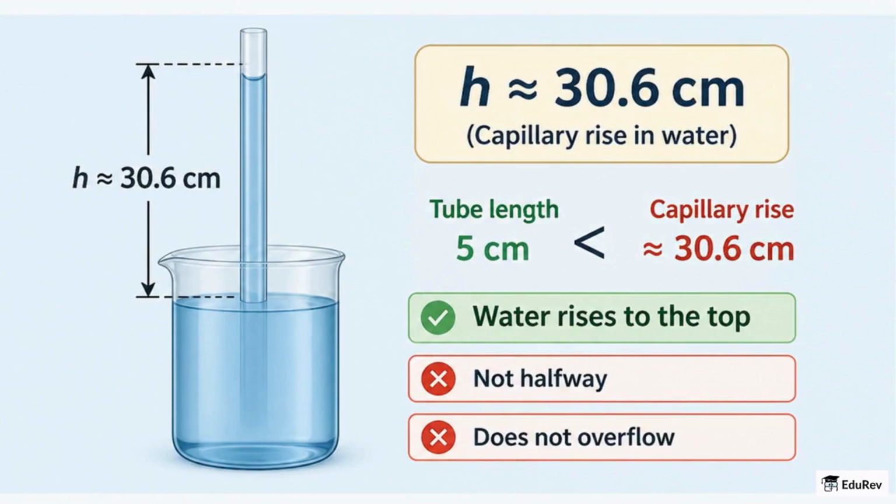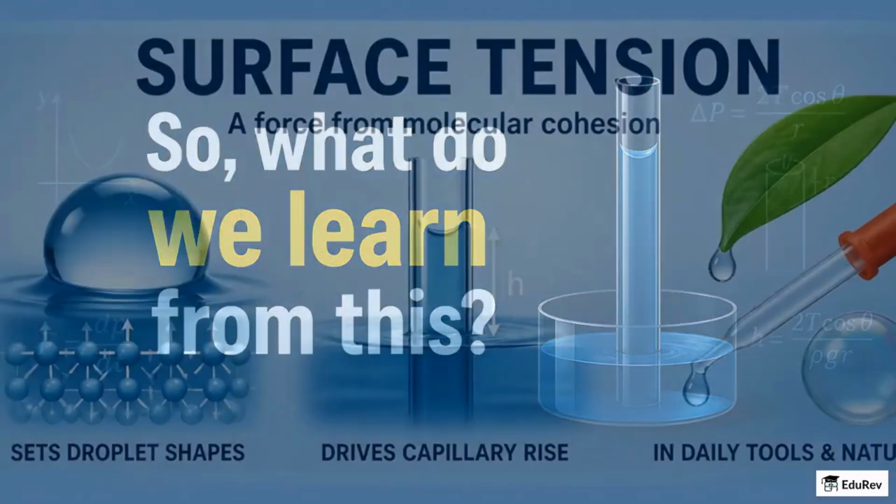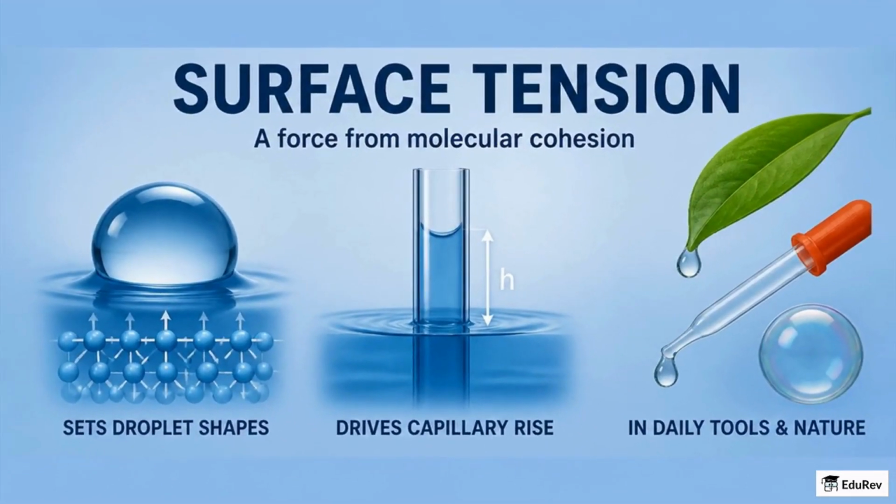So water will rise to the upper end. It will not just rise halfway, and it will not overflow out of the tube. So what do we learn from this? Surface tension is a force and an energy effect caused by molecular cohesion. It sets droplet shapes, drives capillary rise, and shows up in daily tools and nature.